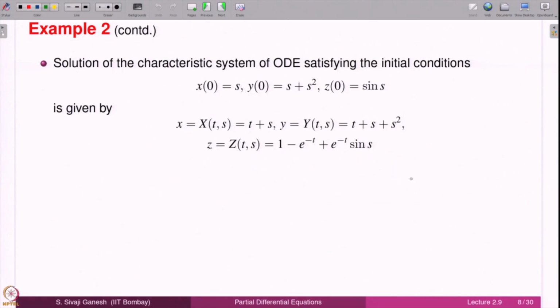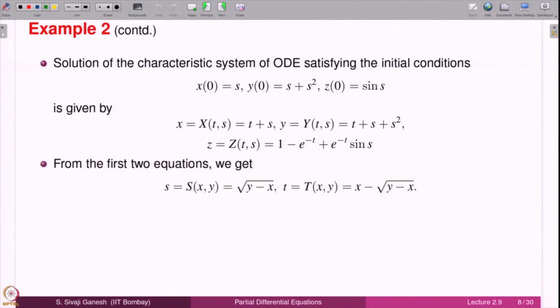Now we need to find t and s as functions of x and y using the first two equations, x equal to t plus s and y equal to t plus s square. It is not clear to me how to get it, but let us ask whether it is possible to get at all. So therefore, yeah, here it looks like it is possible to get.